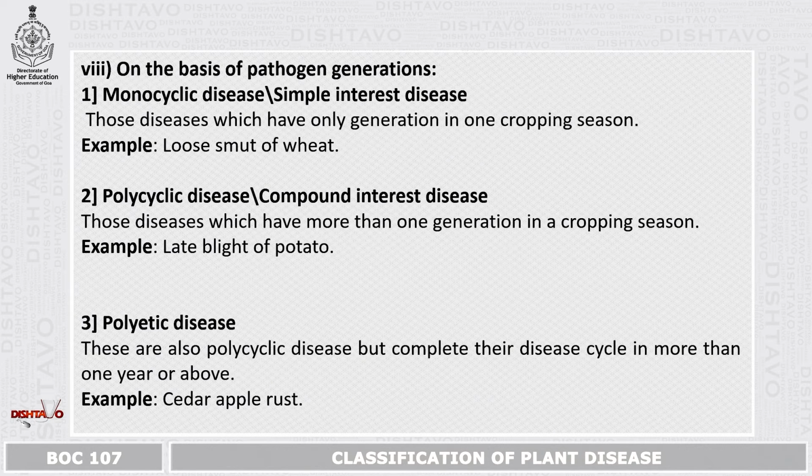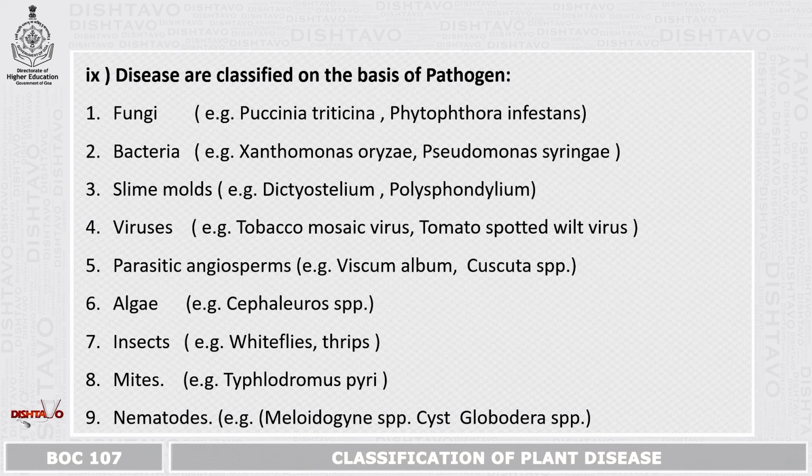Polycyclic disease, which is compound interest disease, has more than one generation in the cropping season. Example is late blight of potato. Polyetic diseases are also polycyclic diseases, which complete their disease cycle in more than one year or above. Example is cedar apple rust. So diseases are classified on the basis of pathogen, basically fungi, bacteria, slime molds, viruses, parasitic angiosperms, algae, insects, mites, nematodes. So here I have given the example of each pathogen.